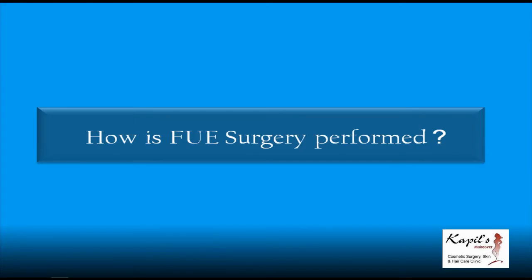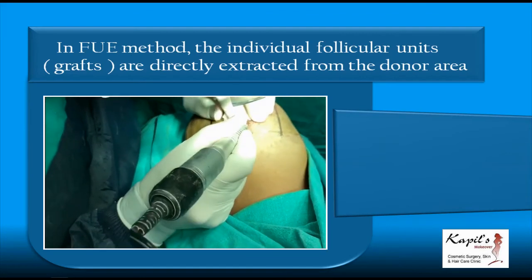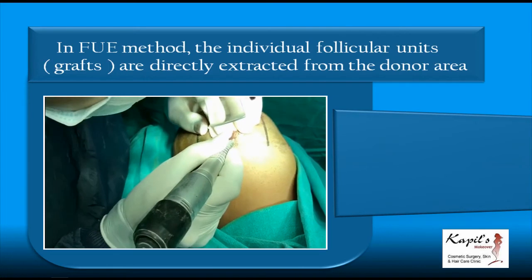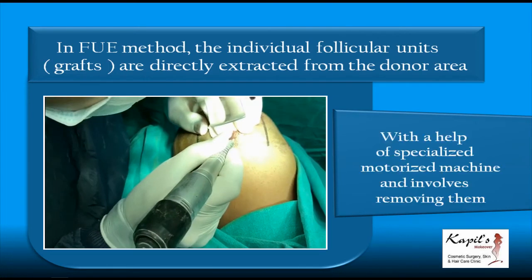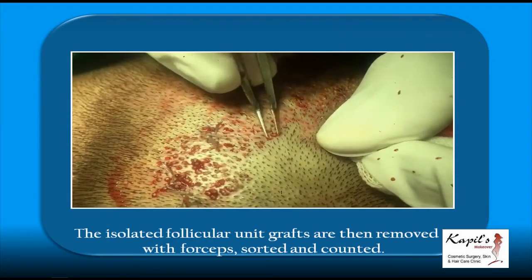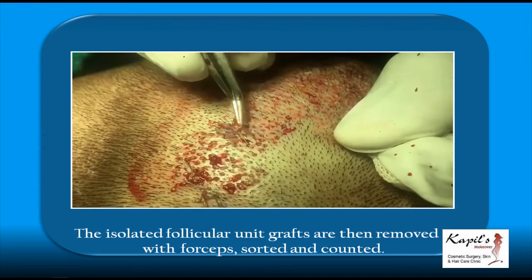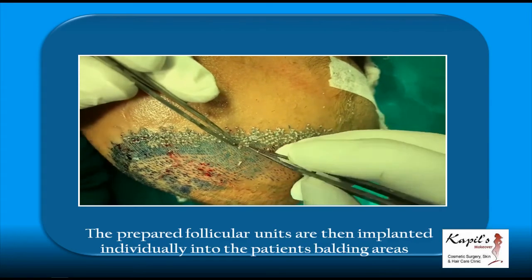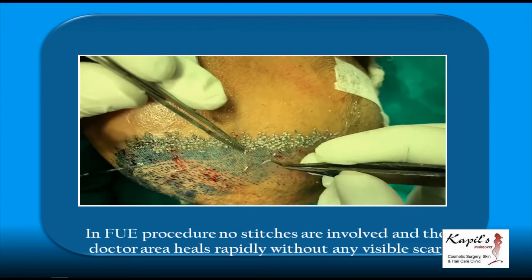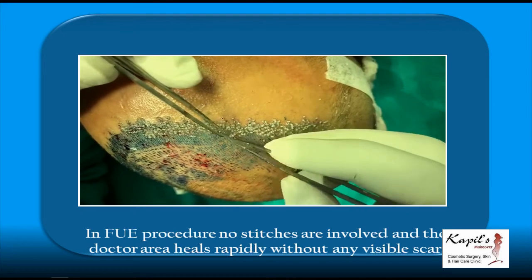How is FUE surgery performed? FUE method of hair transplantation involves taking the individual follicular units from the hair restoration patient's donor area, by cutting around it through a tiny specialized motorized machine, and removing them. The isolated follicular unit grafts are then removed with forceps, sorted and counted. The prepared follicular units are then implanted individually into the patient's balding areas. In FUE procedure, no stitches are involved and the donor area heals rapidly without any visible scars.